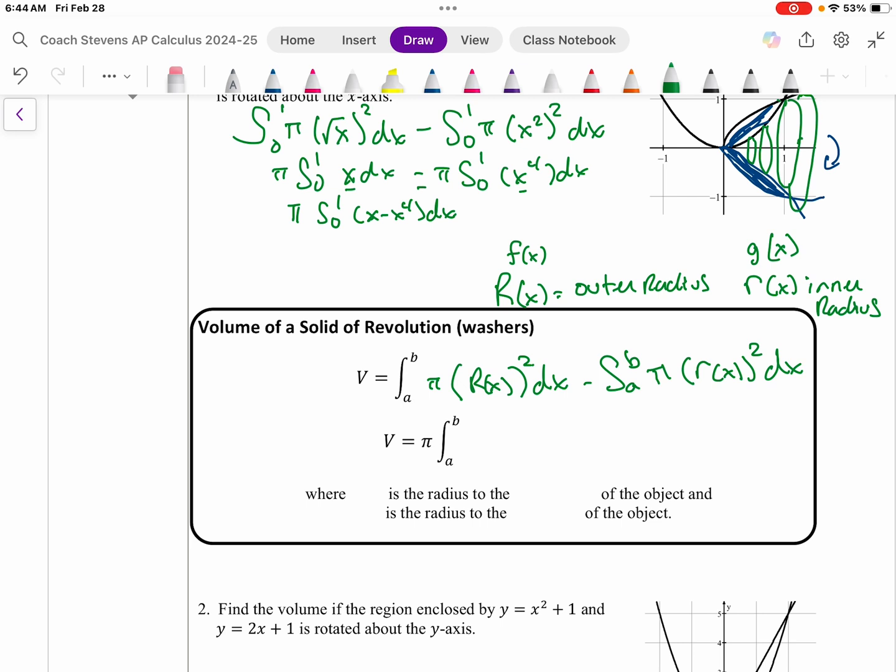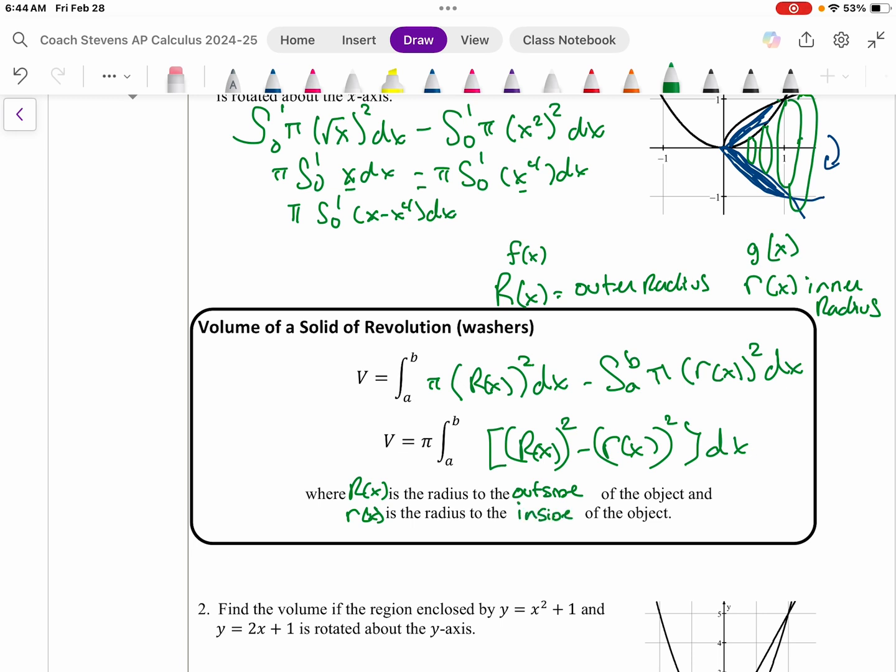And again, we can do one nice, concise one where the pi comes out front, and we can just say it's the big R of x equation squared minus the little r of x equation squared dx, where big R of x is the outside radius of the object, and little r of x is the inside radius.